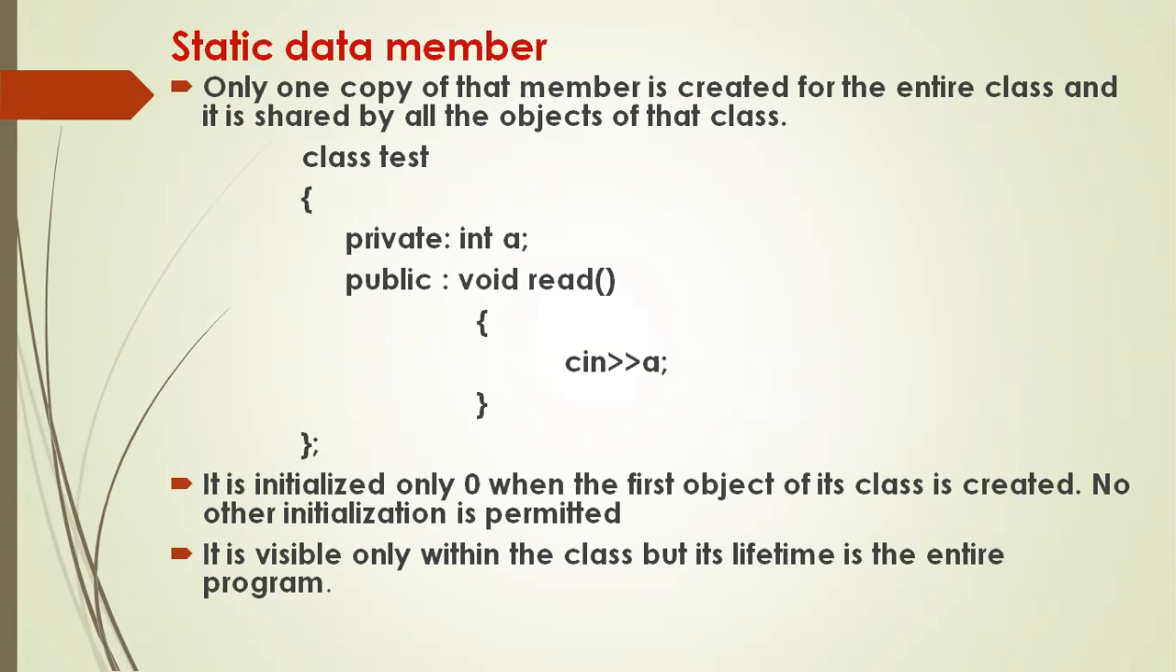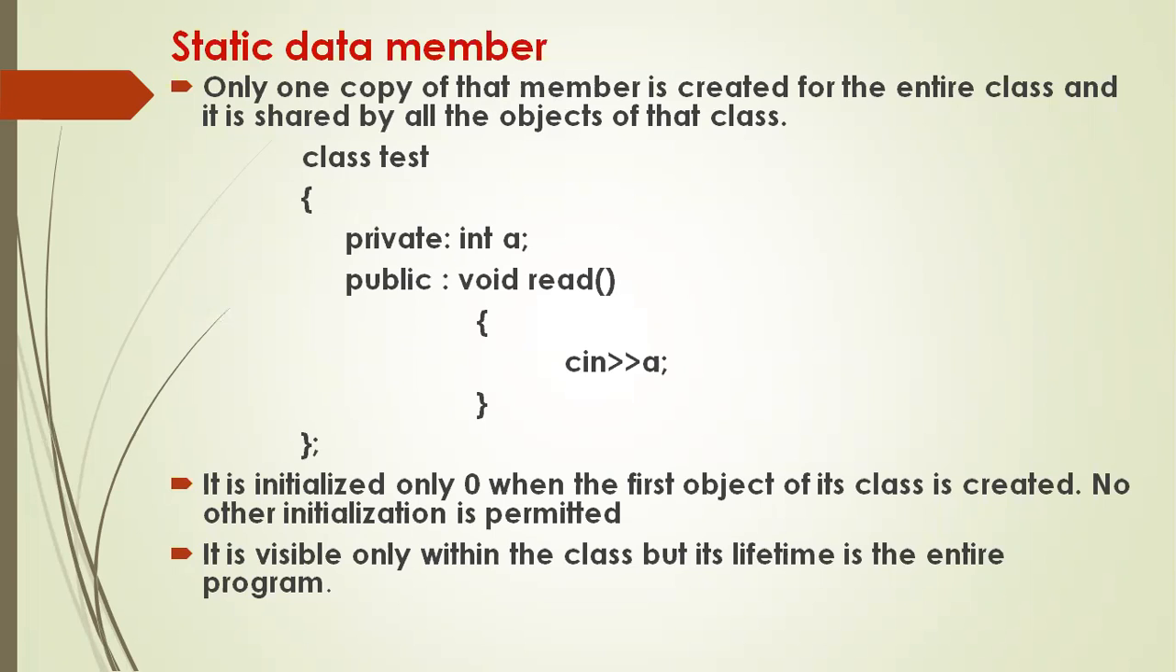But in some situations, we don't want a separate copy of the data member with respect to every object. We want the data member to be shared by all the objects. We want only one copy of it to be created. In that case, we can make the data member static.